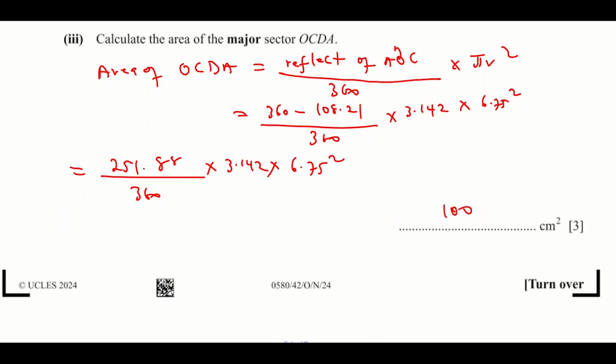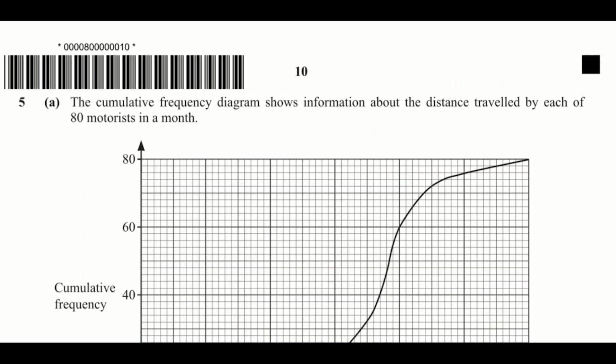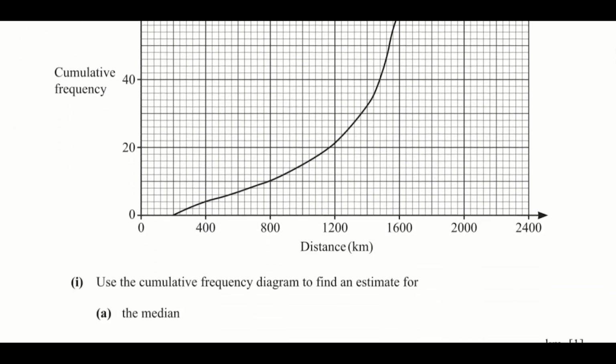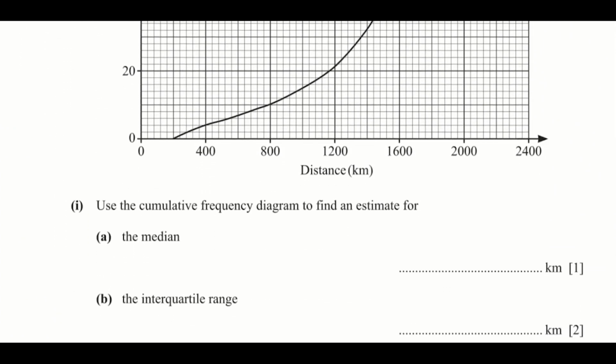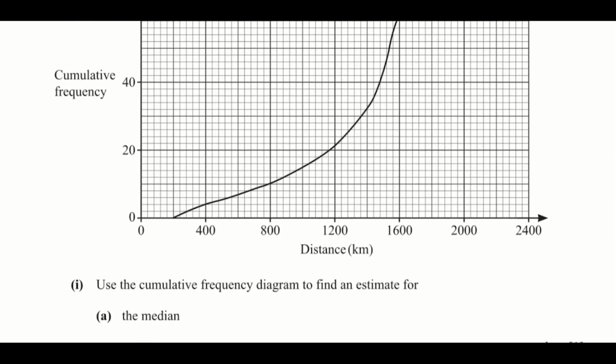Okay, so that would be that. So let's go to the next question. That would be question 5a. The cumulative frequency diagram shows the information about the distance traveled by each of 80 motorists in a month. Use the cumulative frequency diagram to find an estimate for the median.